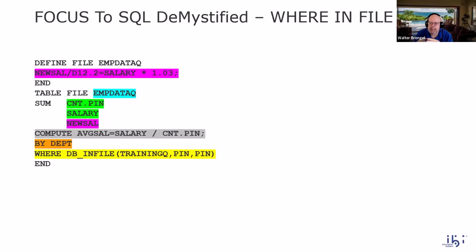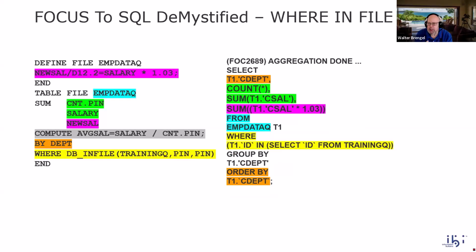A lot of times you want to see if you have a record that exists in another table. So what I'm looking for here is I pretty much have the same query we started with, but now I'm saying where DB_IN_FILE training Q. So I want to know if the pin from empdata, which is the first pin, if there's a matching pin in the training file. So if you guys are familiar with SQL, this will then translate as a where in, and then there's a select ID from training Q.